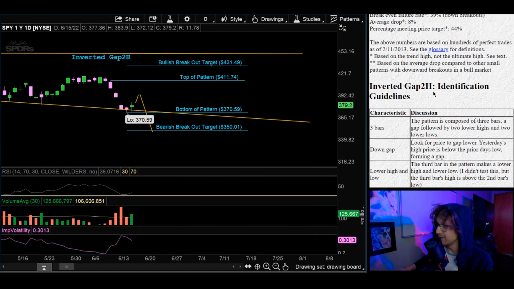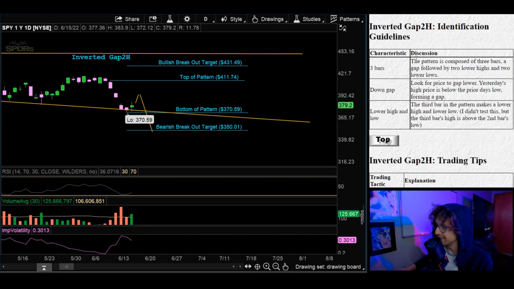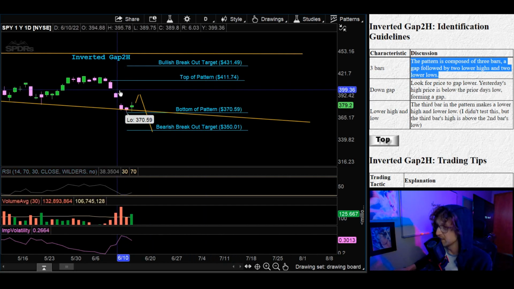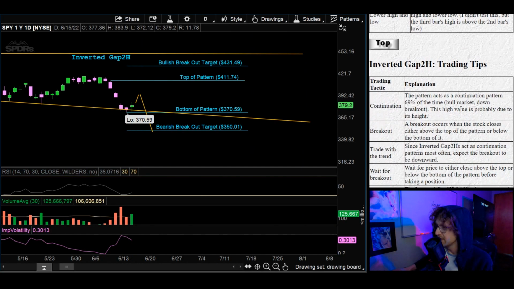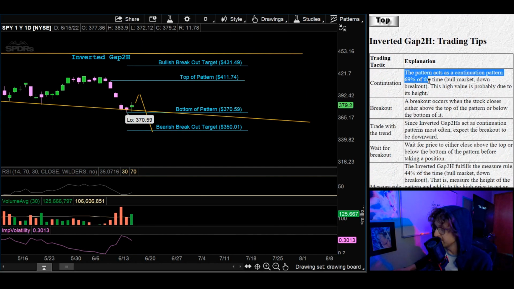Bulkowski here, he's got some notes. I thought about going over it, but I don't know, maybe I should. He says that the pattern is composed of 3 bars, a gap followed by 2 lower highs and 2 lower lows. So here's our 2 gaps, and then here's our lower highs and lower lows right here. He has some trading tips here. He says the pattern acts as a continuation pattern 69% of the time. So that's crazy, right? That's a pretty good chance of downward continuation.